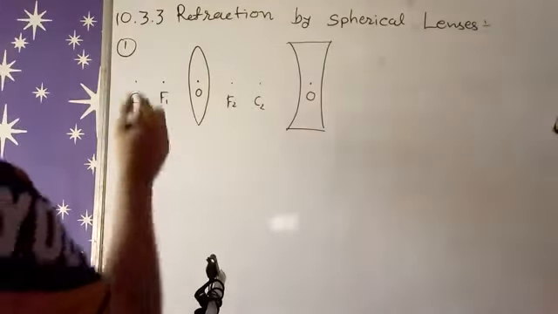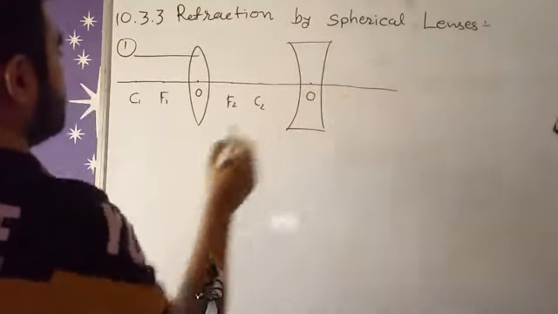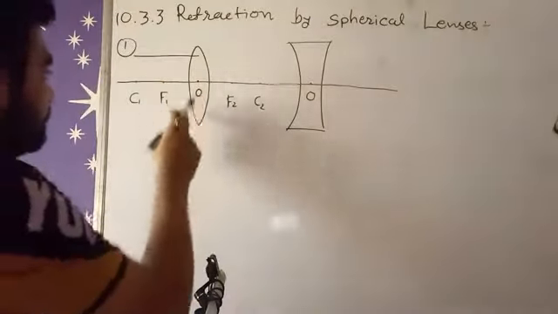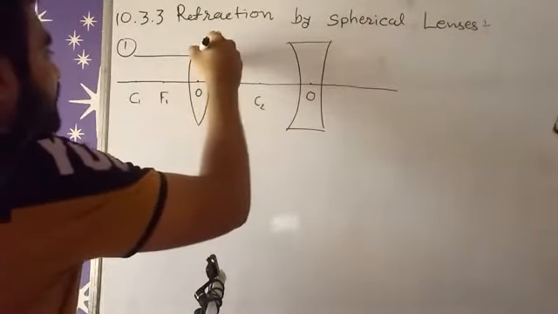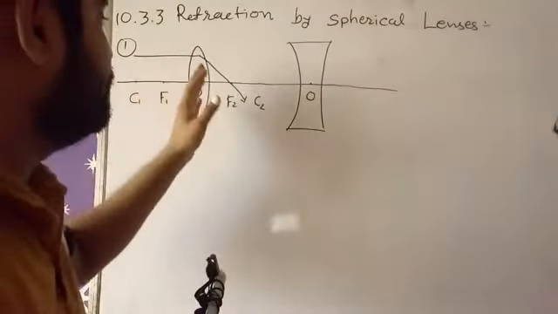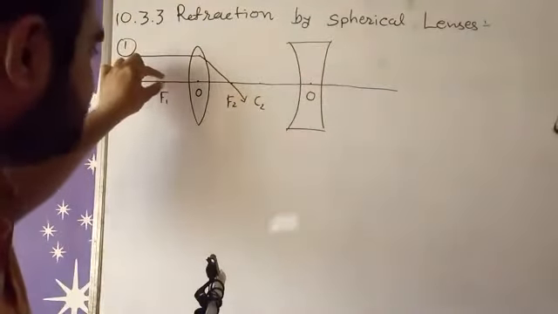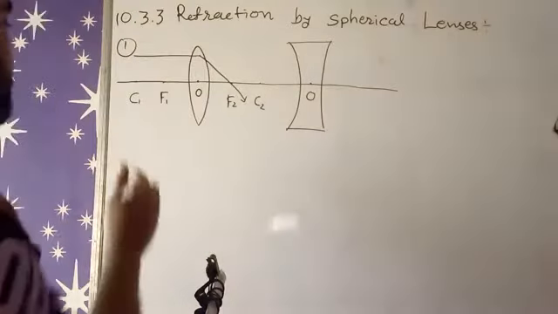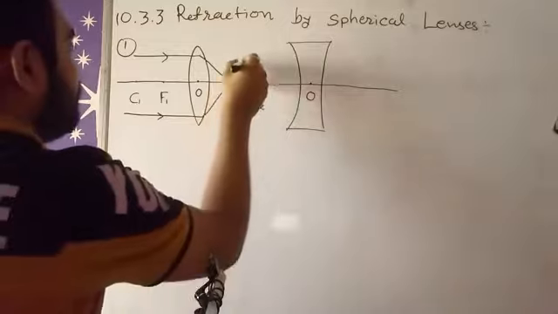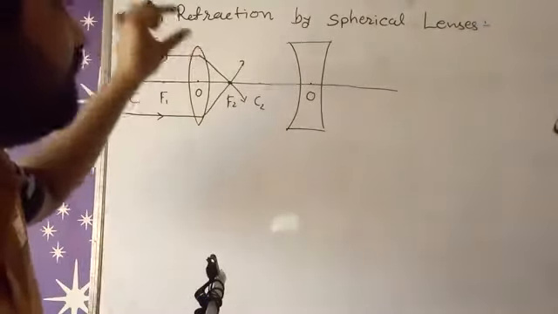Now, whenever any light rays are parallel to the principal axis, this is our principal axis, after getting refraction from this convex lens, they will focus on a particular point, and that is called the second principal focus, because it is on the other side of the lens. So this is the first principal focus, this is the second principal focus. Similarly, if light rays pass again parallel, they will focus on the same point. So we are getting the image on the second principal focus of this lens.